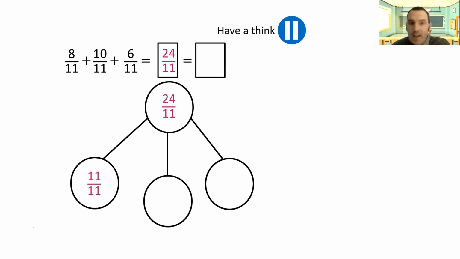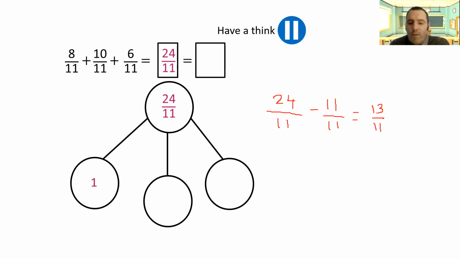I can take 11/11 out. So if I've done that, I've got 24/11. I can take 11/11 away. If I've done that, my denominators are the same, so they're going to stay the same all the way through. 24 take away 11 leaves me with 13. So I can still take another 11/11 out.